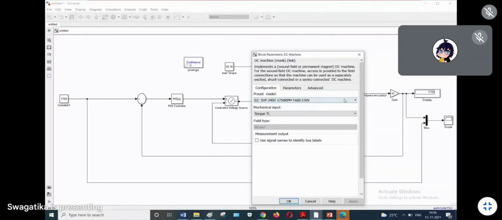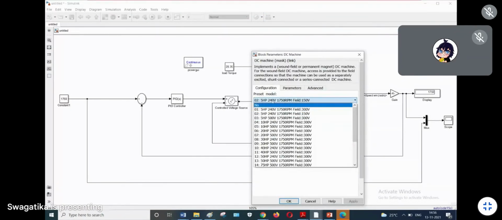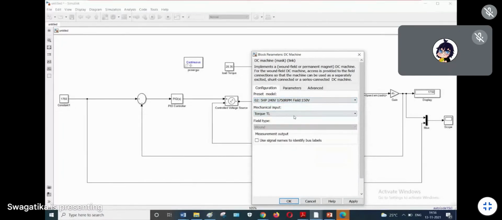See, there are preset models, many preset models. I have taken 5 horsepower, 240 volt, 1750 RPM, and field 150 volt. I have selected this DC machine, and here you can write down the torque. Total torque is provided here. You can select these two.